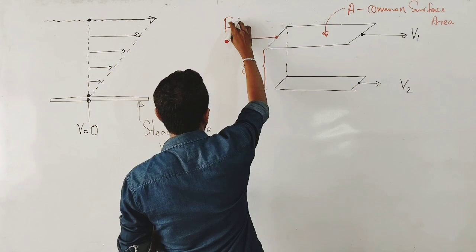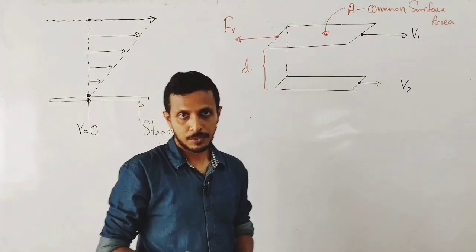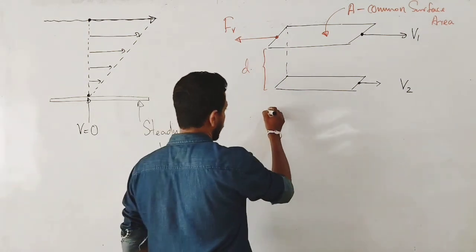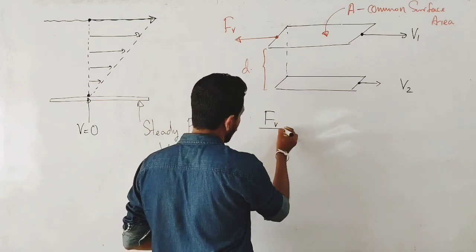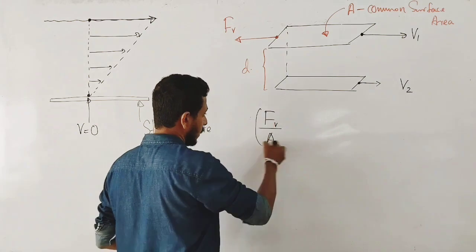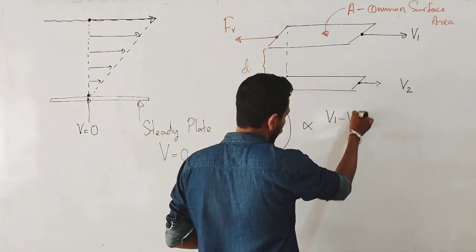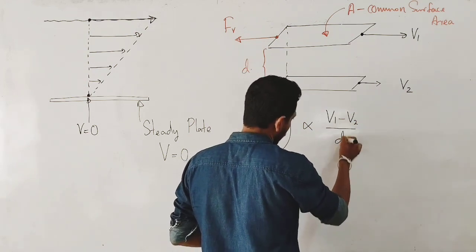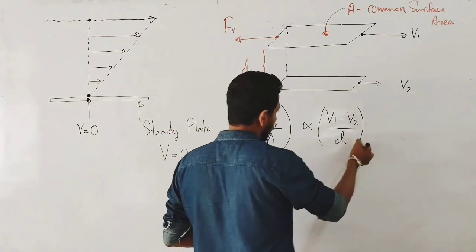Let's denote it as F. Newton told us about the shear stress between these two layers. We all know stress is defined as the force acting on a unit surface area. This is the shear stress. The shear stress is directly proportional to the velocity gradient. Velocity gradient means the difference of velocity divided by the distance. This is Newton's observation.